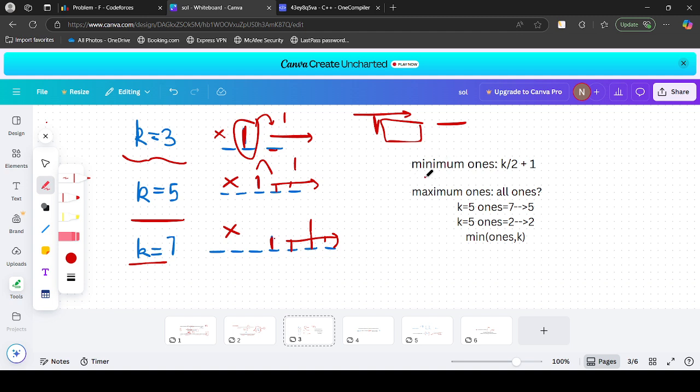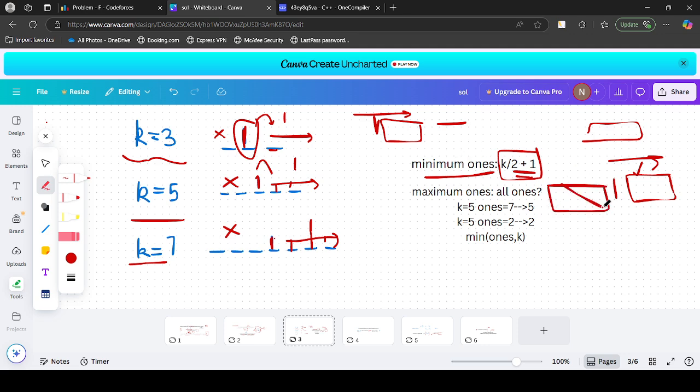So what is the minimum number of 1s possible in the final subsequence of length k? It is k/2 plus 1, because the middle value should be 1 and all the values to its right should be 1 because of the condition that it is sorted. For minimum ones, let's assume that there are no ones before and all of those are zeros. So there is one 1 in the middle and k/2 values after it, because k is odd. Let's assume that k is 7 and the middle is 1. So it will be k/2 on one side and k/2 on the other. So the minimum number of ones is k/2 plus 1.